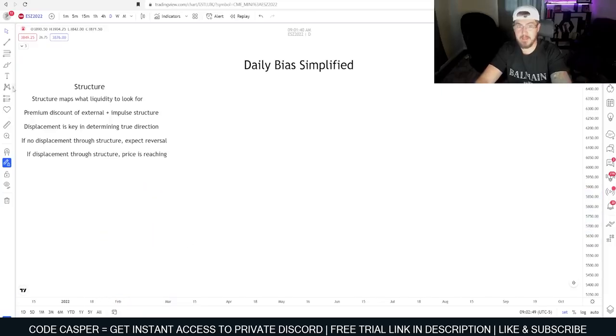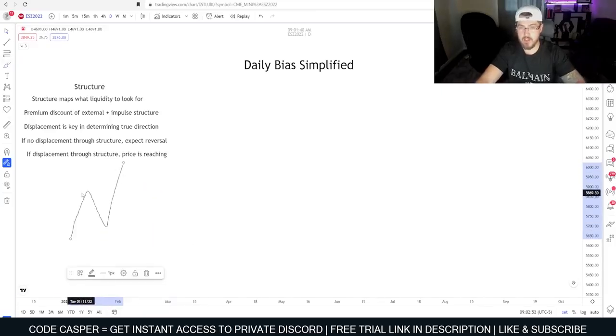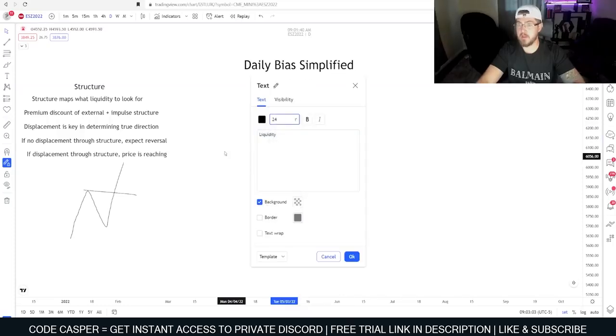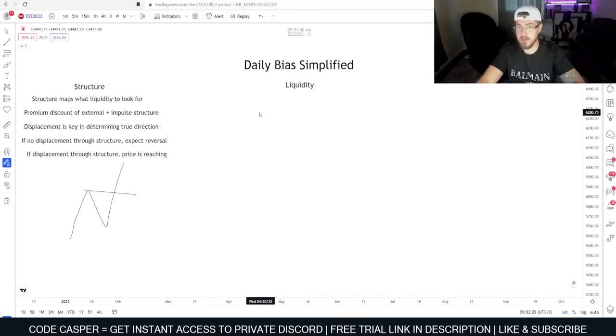But on the flip side, if price is reaching and we have displacement, what is it reaching for? This is where liquidity comes into play. Liquidity is going to help us with our targeting and help us with the why, because the structure is telling us where price is going. If structure is displacing towards something, it's moving towards an area of liquidity. That's why they call it draw on liquidity. You can think of it as a magnet, and price is showing you desire to move towards this magnet. And as it gets closer and closer to it, the push towards it is going to be even stronger.